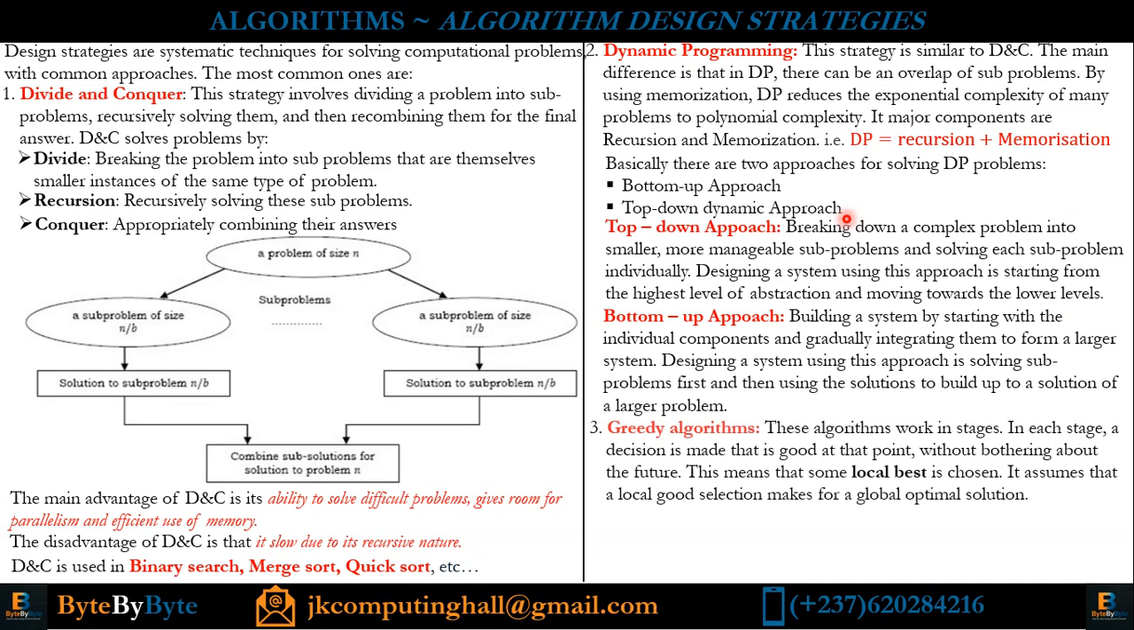The third one, greedy algorithms. These algorithms work in stages. In each stage, a decision is made that is good at that point without bothering about the future. This means that some local best is chosen. It assumes that a locally good solution makes for a globally optimal solution.